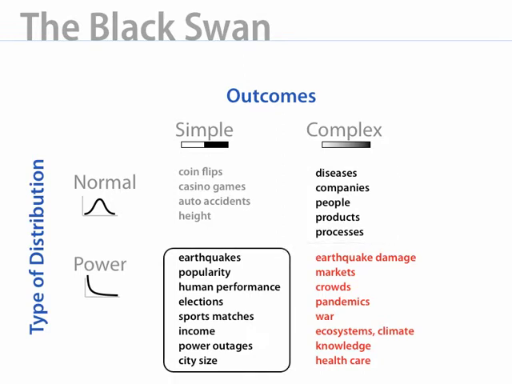In the lower left, we have phenomena governed by power laws, where a small number of events dominates and the rest form a long tail of smaller outcomes. These are impossible to predict, but quite easy to model.